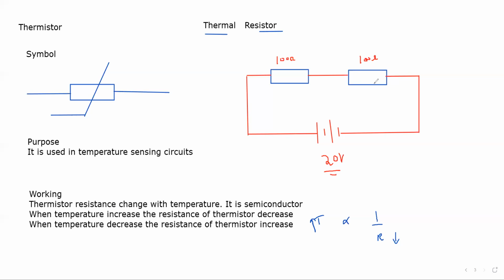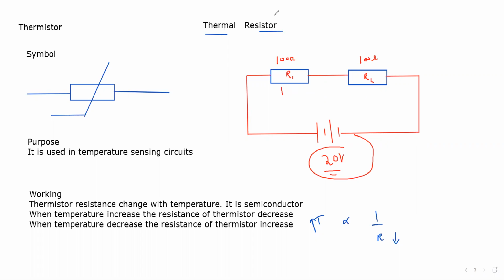Because they are in series the current is the same, and the voltage divides between the components. If the two resistors have the same resistance, what will happen to the 20 volt? What will be the voltage across R1 and the voltage across R2? The voltage across R1 will be 10, that's right, and the voltage across R2 will also be 10. Because they have equal resistance, the voltage will divide equally. And this kind of circuit is known as a voltage divider circuit.